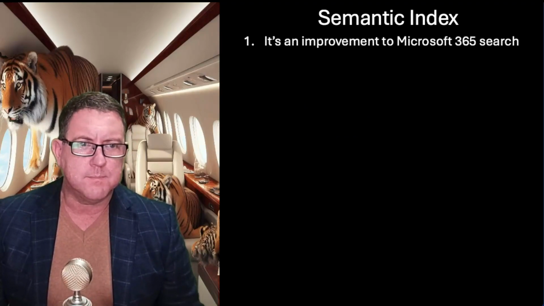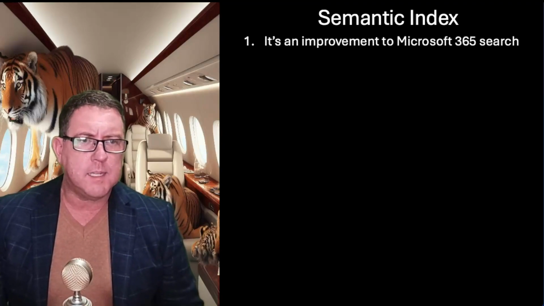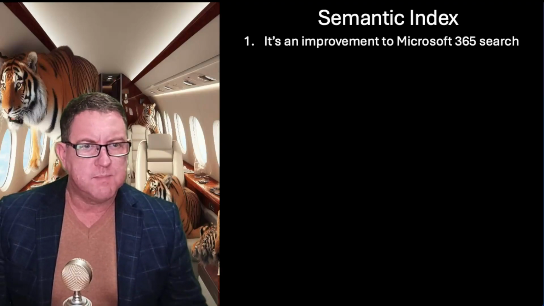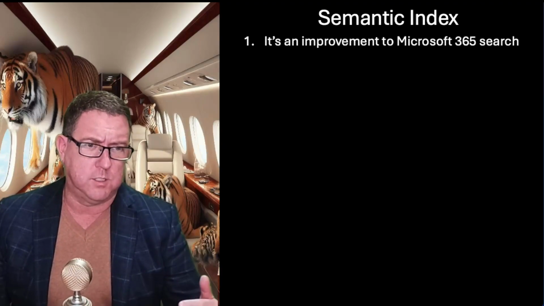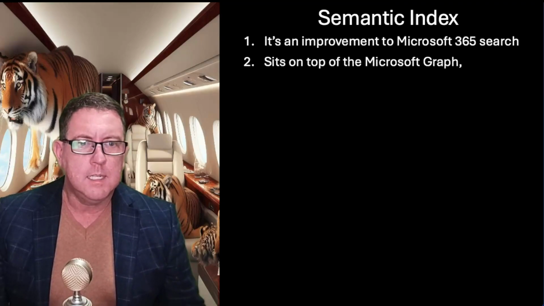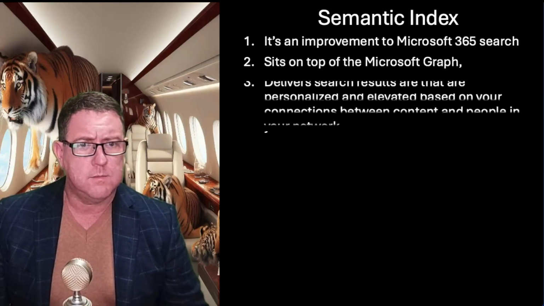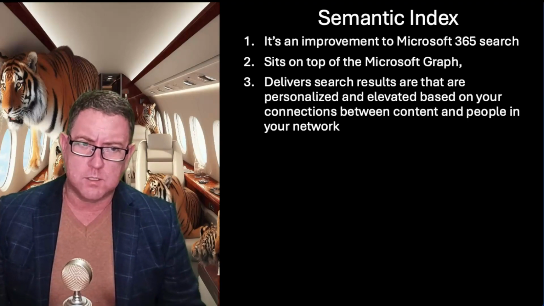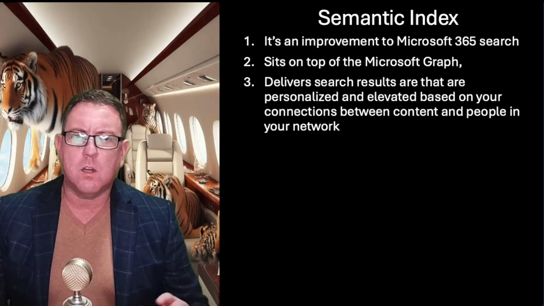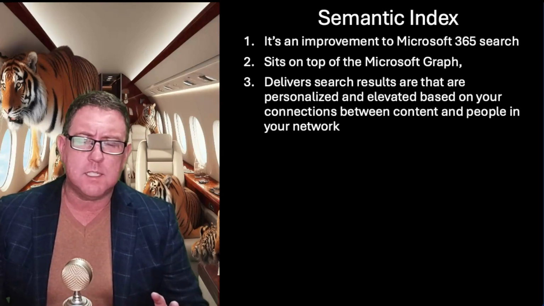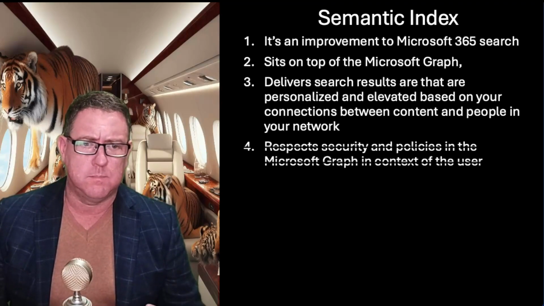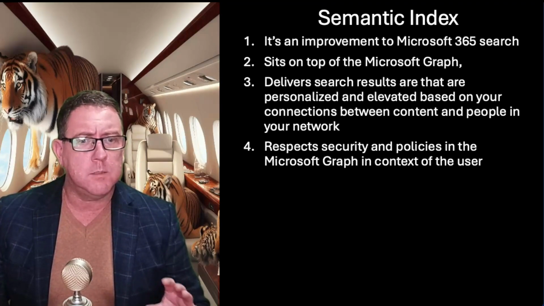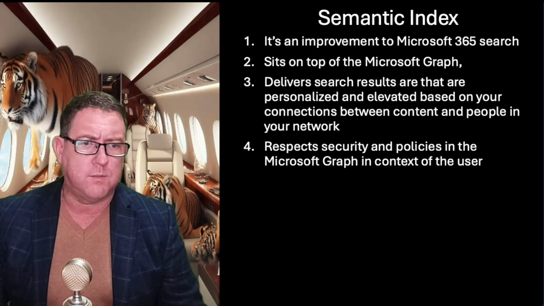All right, in addition, first of all the semantic index, you're probably familiar with Microsoft 365 search. This is the next version. This is the improved version of that. Now it sits on top of the Microsoft Graph. And what it does is it delivers search results that are personalized and elevated based on all the connections you have between content and people in your network. Now I'm going to say this 100 times. It respects the security and policies already in Microsoft Graph in context of the user.